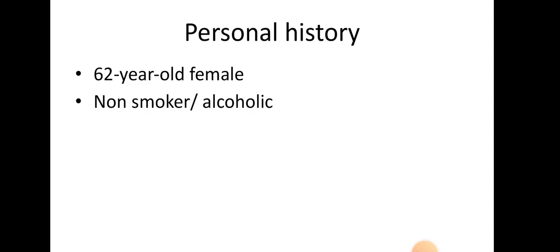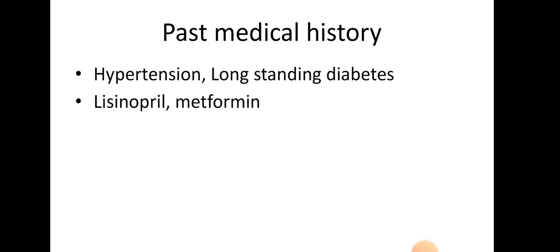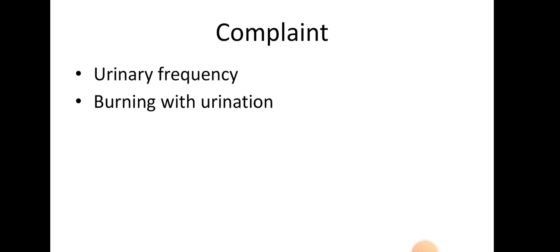The patient is a 62 years old female. She is a non-smoker, non-alcoholic. Past medical history is significant for hypertension and long-standing diabetes. She takes lisinopril to control hypertension and metformin for diabetes. She is complaining of urinary frequency and burning with urination.